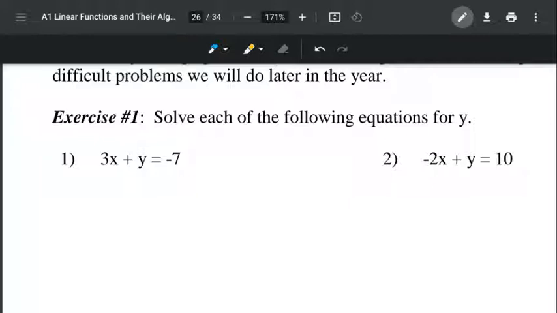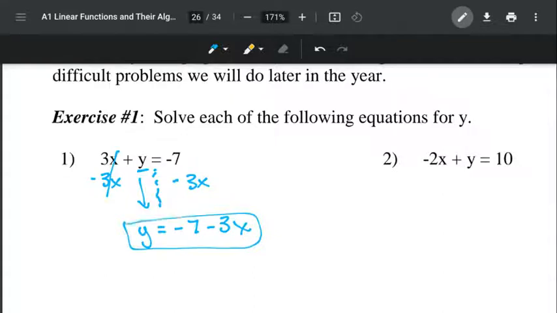So exercise 1, I'm going to skip around and just do a couple of different problems. For each one of these, we're solving for y. So remember, here's our equal to. All we want to do is get this y by itself. So I'm going to subtract 3x from both sides. That goes away. Bring down your y, and you're left with -7 and a -3x. We didn't have to divide anything here because there's an invisible 1 in front of the y.